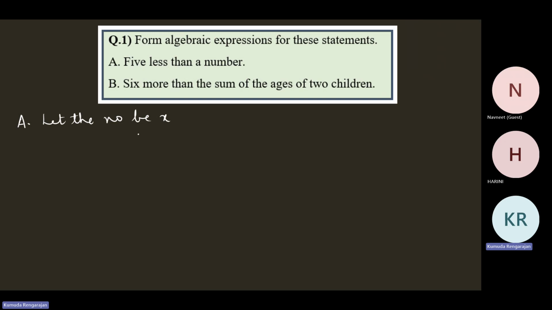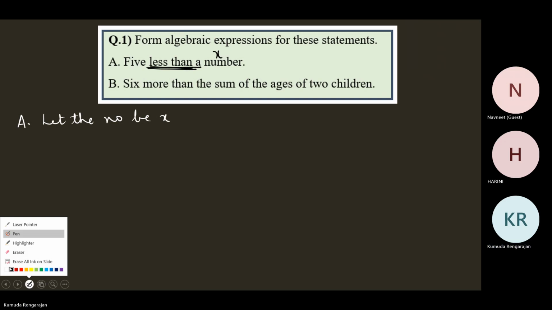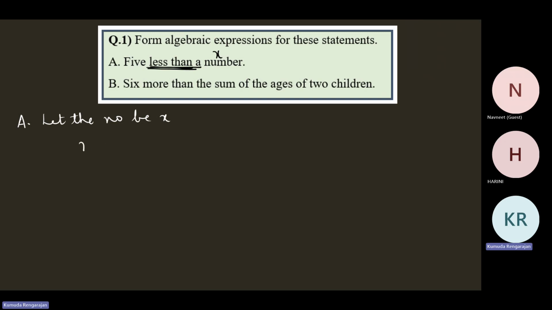So whatever comes after less than, more than, that should be written first. So less than, after this, what do you have? A number. So you must write that first. So x. Less than means minus 5. So x minus 5 is the required algebraic expression for this statement.